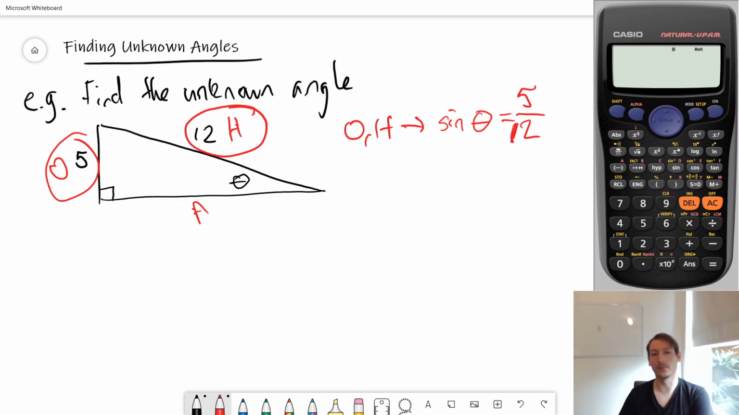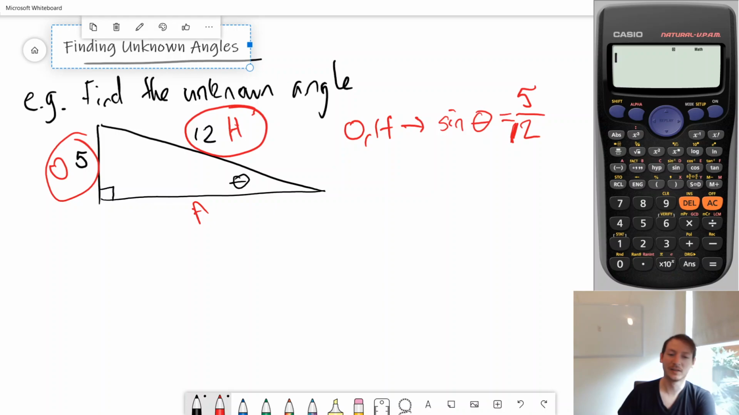We need to find it out, so I need to get rid of sine. Now, just like when, let's say we had x divided by 12, we need to do the inverse to get rid of divide by 12, and the inverse of divide is times by 12. Just like that, there is an opposite of sine. Now, when I ask the class to guess this, they always say cos. It's not. It's just called inverse sine.